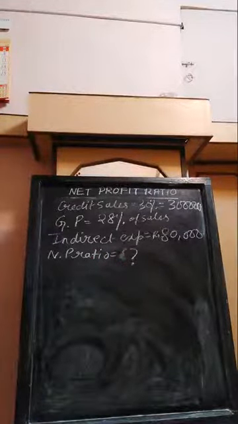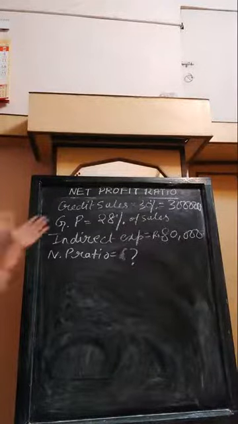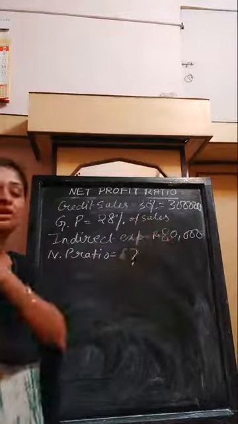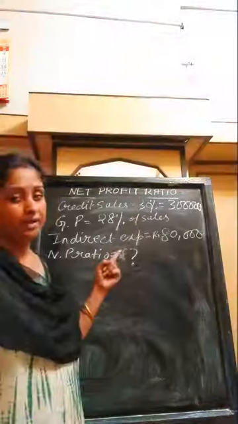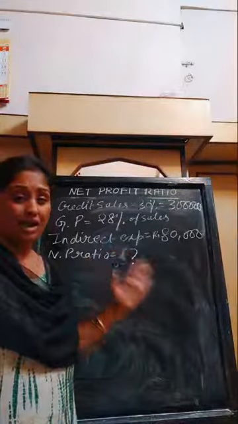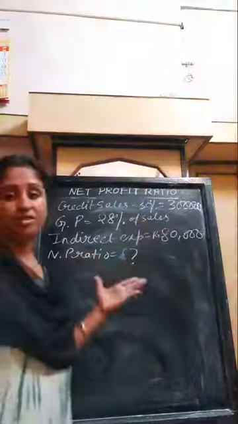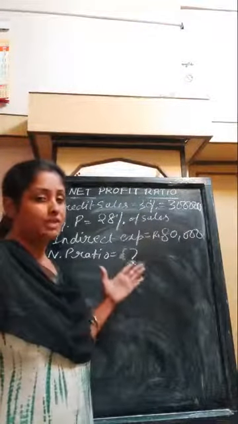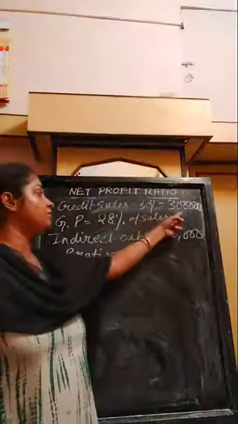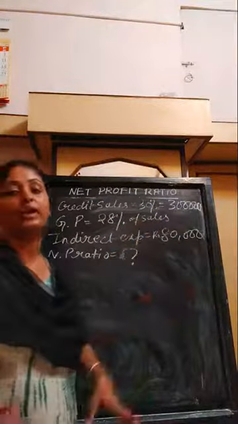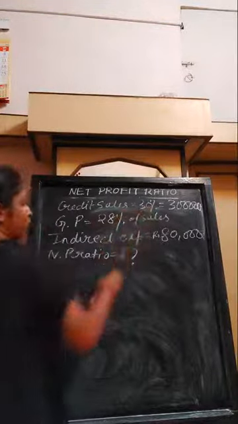See, no other information is given to you in this sum. You are provided with these three pieces of information, and utilizing them you have to find out the NP ratio. This is not like the previous sum. Unlike the previous sum, this is a different sum, so you have to solve it in a different way. See, credit sales is given as 30%, which is 3 lakh. From this, you have to find out the total sales. Credit sales is given as 30% of total sales.